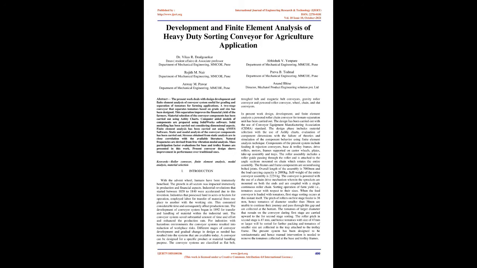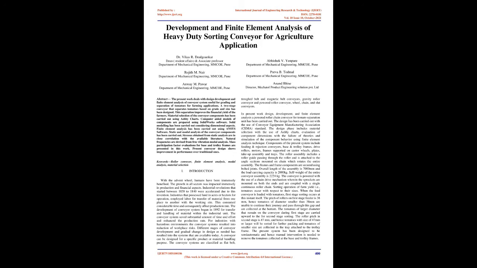Introduction. With the advent of the wheel, humans have immensely benefited. The growth in all sectors was impacted immensely in production and financial aspects. Industrial revolutions that started between 1830 and 1840 were accelerated due to this invention. Industries that possessed land in acres or hectares employed labor for transfer of material from one place to another within the working site. This consumed considerable time and consequently affected the production rate.